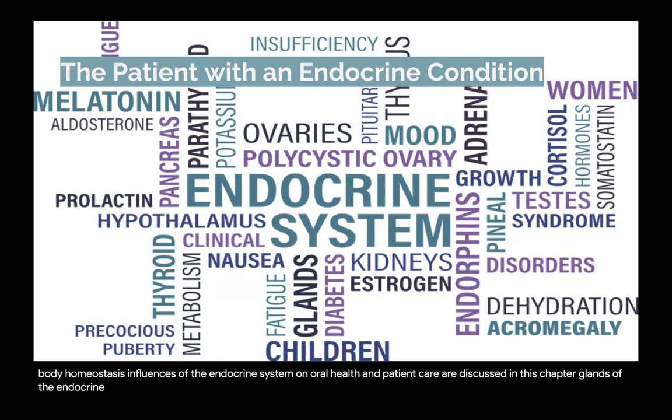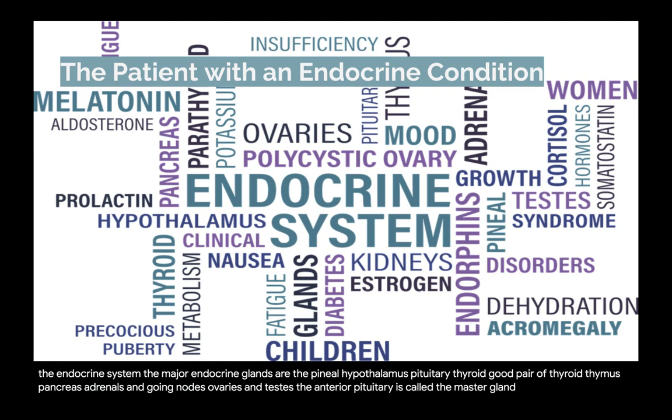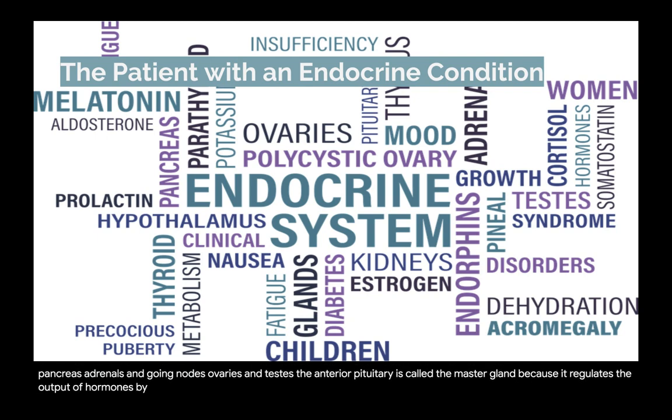Glands of the endocrine system. The major endocrine glands are the pineal, hypothalamus, pituitary, thyroid, parathyroid, thymus, pancreas, adrenals, and gonads (ovaries and testes). The anterior pituitary is called the master gland because it regulates the output of hormones by other glands. In turn, the pituitary itself is regulated by the hormones produced by the other endocrine glands.